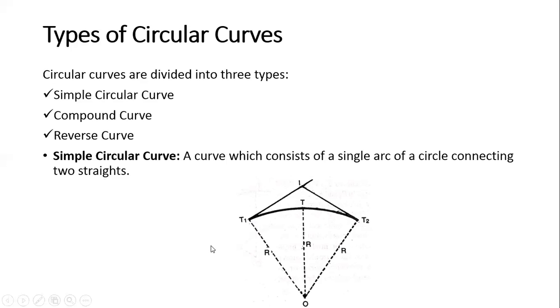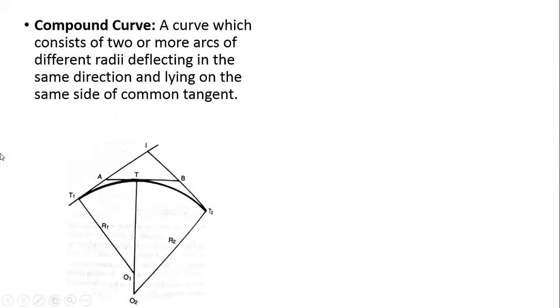I was traveling from here, and then I want to change my direction. So I have to introduce a curve here that has a constant radius. This curve is called a simple circular curve, meaning a curve which consists of only one arc or single arc. Clear?